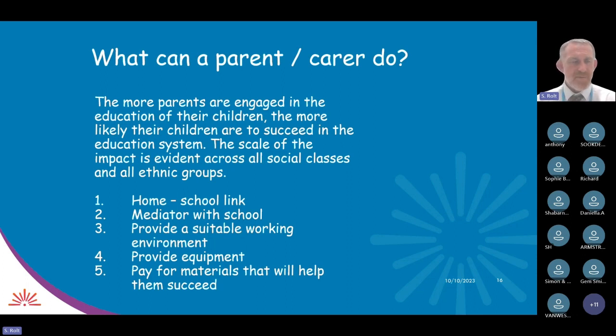And you know, if your child isn't confident enough to speak directly with teachers or head of year, you can become that mediator. But more importantly, you can provide your child with a suitable working environment. You can encourage them to put away their phones when they are working. You can make sure that they have got the equipment, the materials that will help them to succeed.